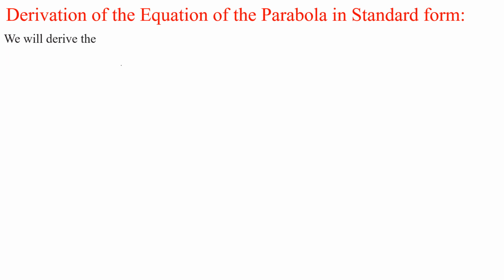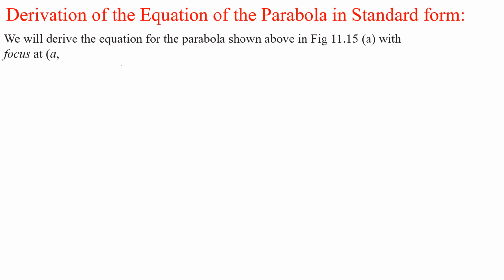Okay, my children? Right. Now, we will derive the equation for the parabola shown above in the figure 11.15a with focus at (a, 0) and a is greater than 0. A is a positive number and the directrix is x = -a. The equation of the directrix is x = -a. We have taken the focus of the parabola at (a, 0) and the directrix as x = -a. Understood this step, my children? Right.